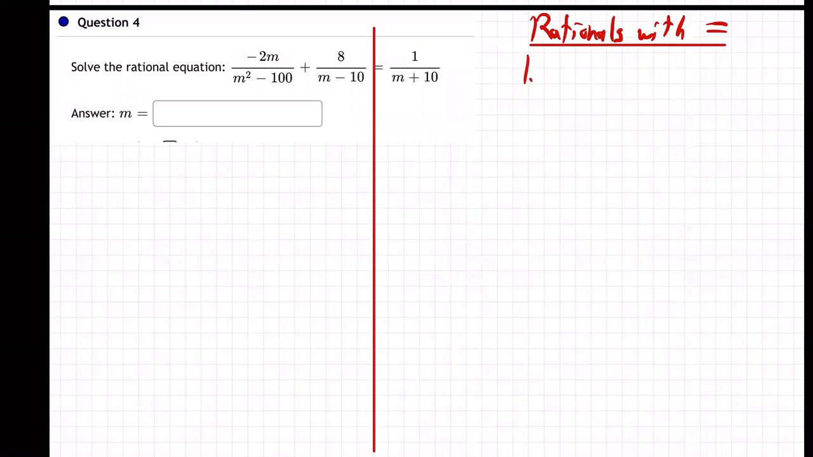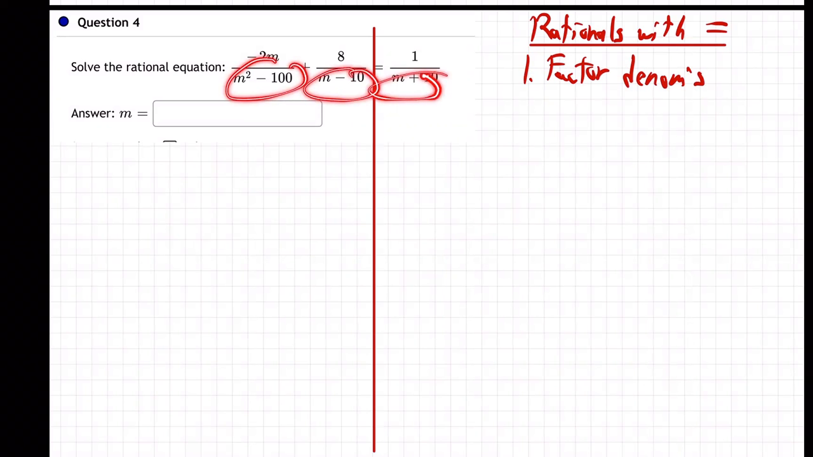Step number one is to factor the denominators. You've got to start by factoring these denominators because it's all about common denominator. So you got to factor denominators. So that means this one in particular needs to be factored. Remember how that works? We're looking for what multiplies.